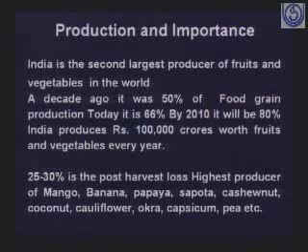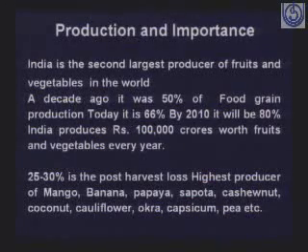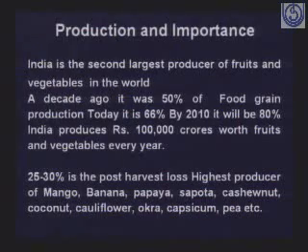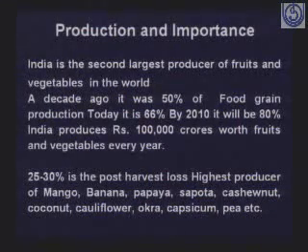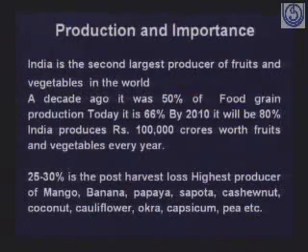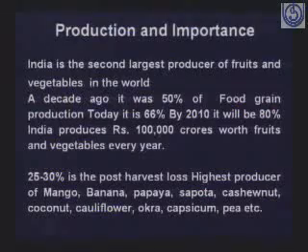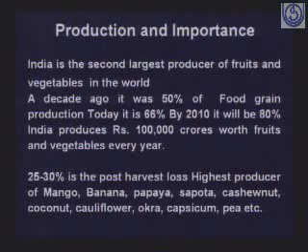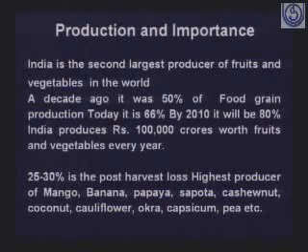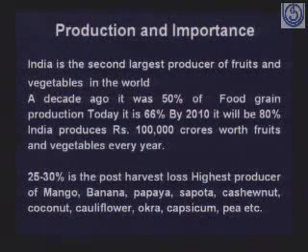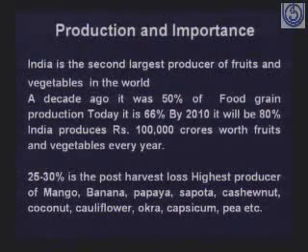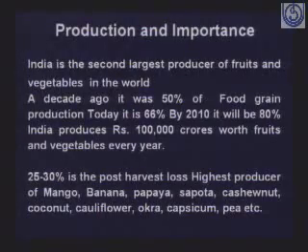A decade ago, it was 50% of the food grain production. Today, it is 66%. By 2010, it will be 80%. India produces rupees 100,000 crores worth of fruits and vegetables every year. 25 to 30% is the post-harvest losses. And it is the highest producer of mango, banana, papaya, sapota, cashew nut, coconut, cauliflower, okra, that is bindi, capsicum, pea and etc.